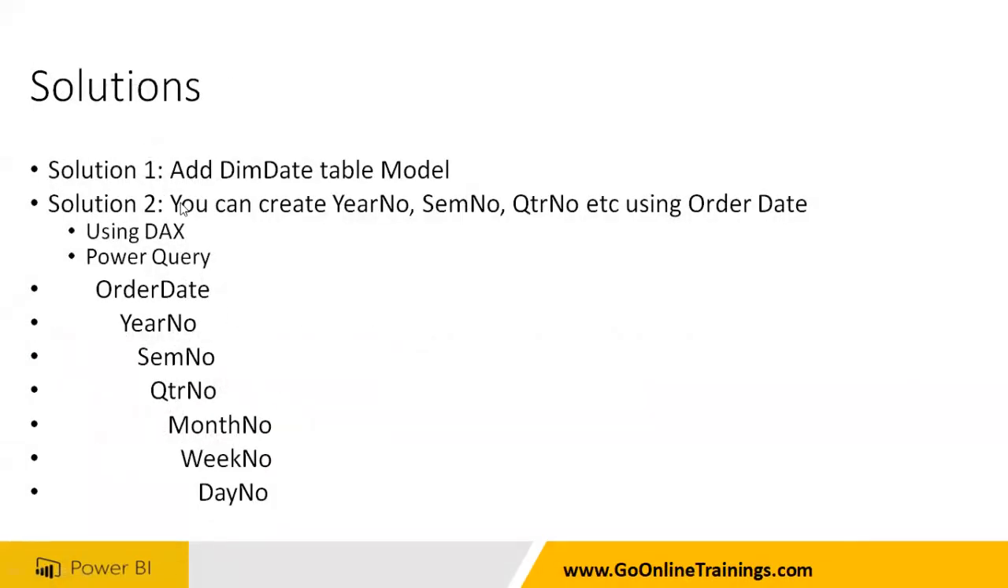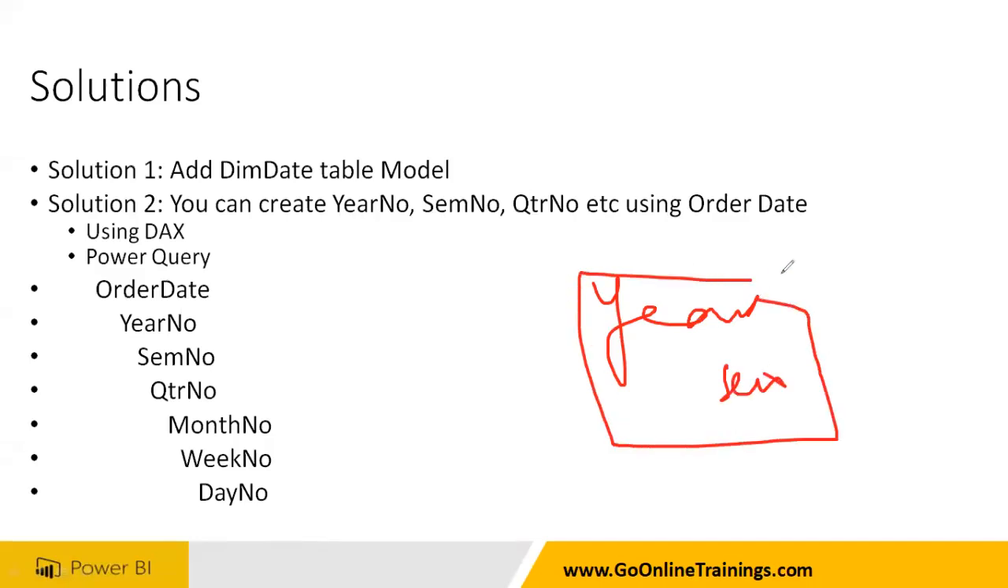So sometimes we can also add a dim date table. If you don't have year number, semester number, all of them you don't have in your order date column, how can we derive? We are using Power Query. Or sometimes we can also add a dim date table, right? So you should be able to add the dim date table so that everything we will be able to get it. So this is the preferred one.